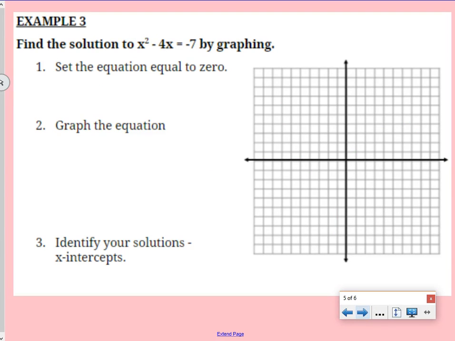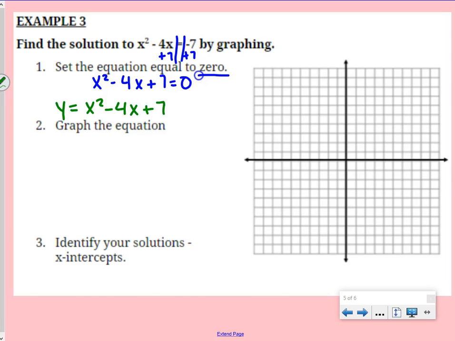Last example. Find the solution by graphing. Again, we want it equal to 0, so we're going to add 7 to both sides to get our equation equal to 0. Graph our equation. So we're getting a lot of good practice for graphing in this lesson. Again, we want to identify our a, our b, our c. A is 1, b is negative 4, c is 7.